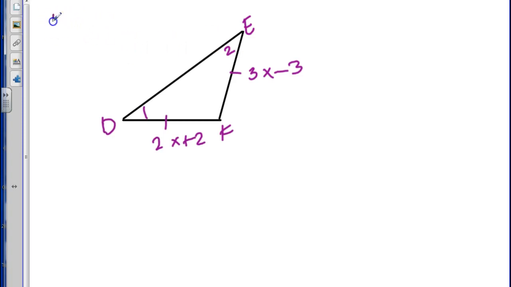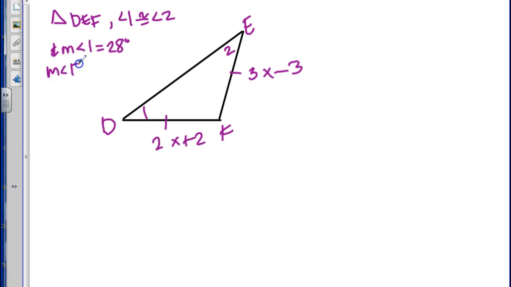So let me give you some more information. In triangle DEF, angle 1 is congruent to angle 2. We already know that because these sides are congruent, don't we? And let me give you the measure of angle 1. The measure of angle 1 is 28 degrees. Find the measure of angle F, DF, and EF.